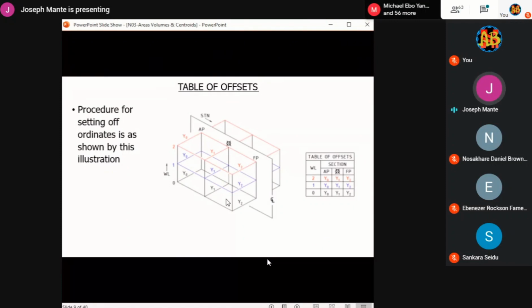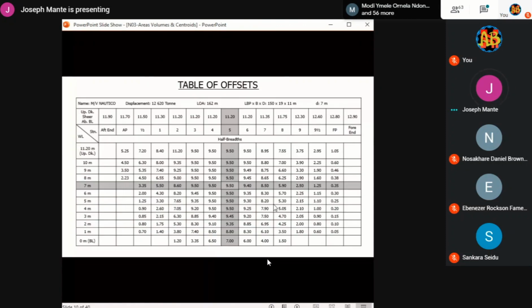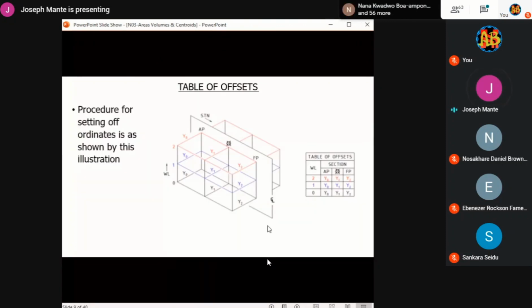All right. You see this particular table of offset. We have the aft perpendicular, and we have the forward perpendicular. Is that not it?